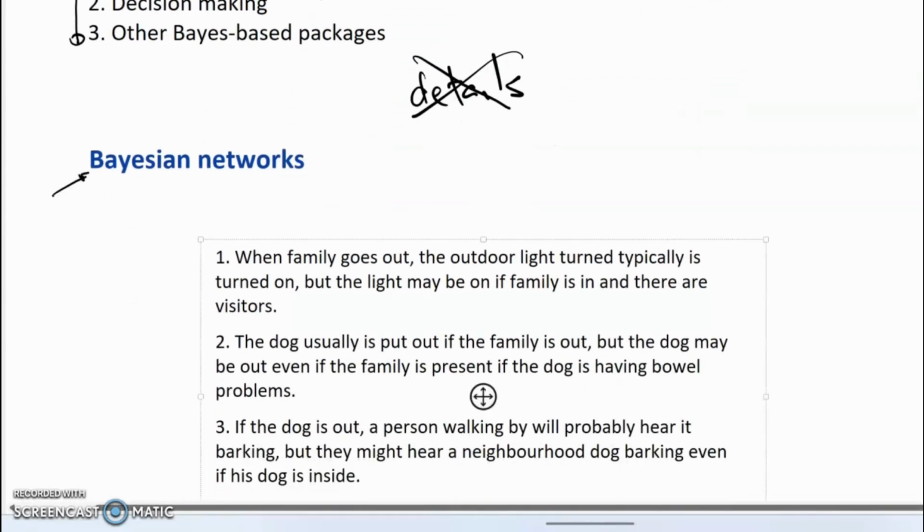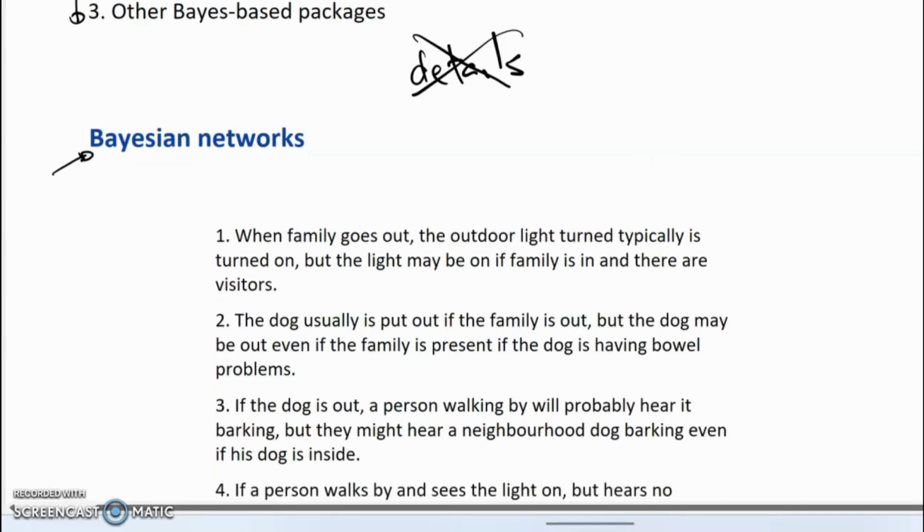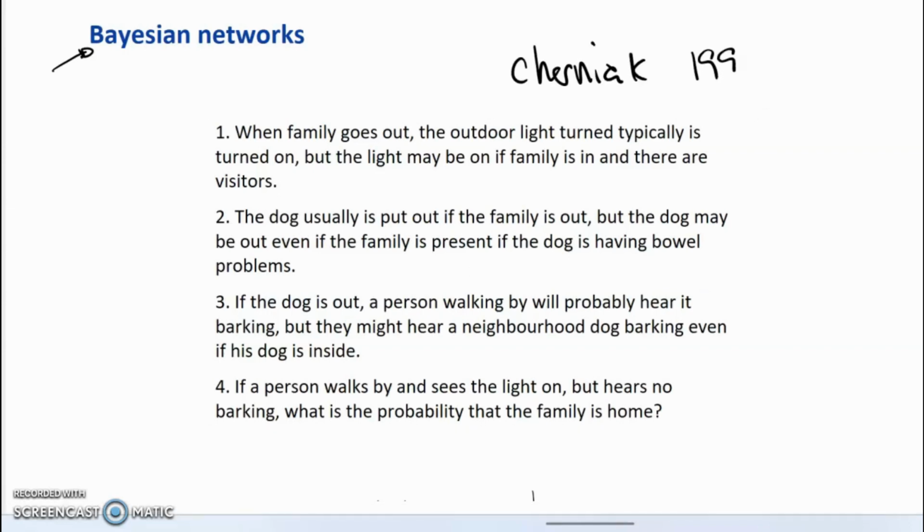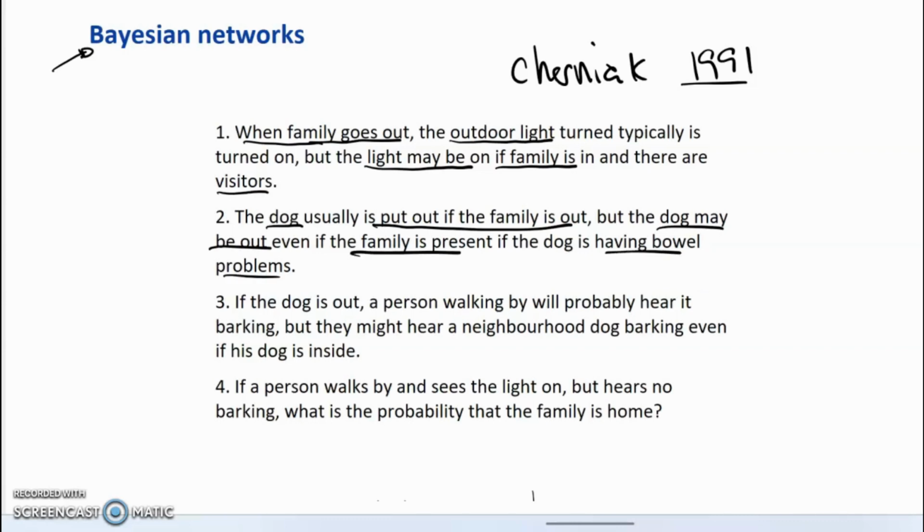So the first example is that of Bayesian networks, and we're going to start off with a scenario. The scenario comes from Charniak, 1991. The whole idea is that we've got a family, and when the family goes out, they turn on the outdoor light. But sometimes the light may be on even if the family's in, if the family has visitors. And the family has a dog. If the family's out, the dog is out. But sometimes the dog may be out even if the family's in, if the dog is having bowel problems.